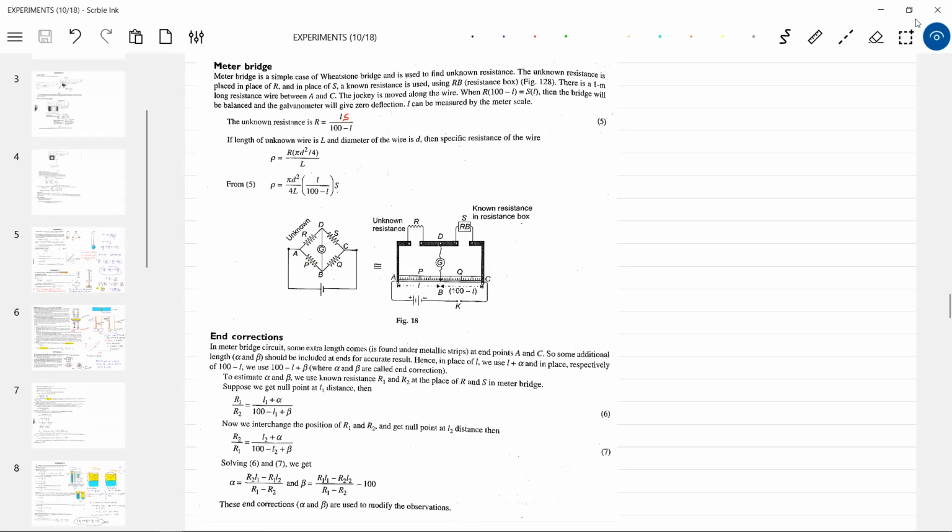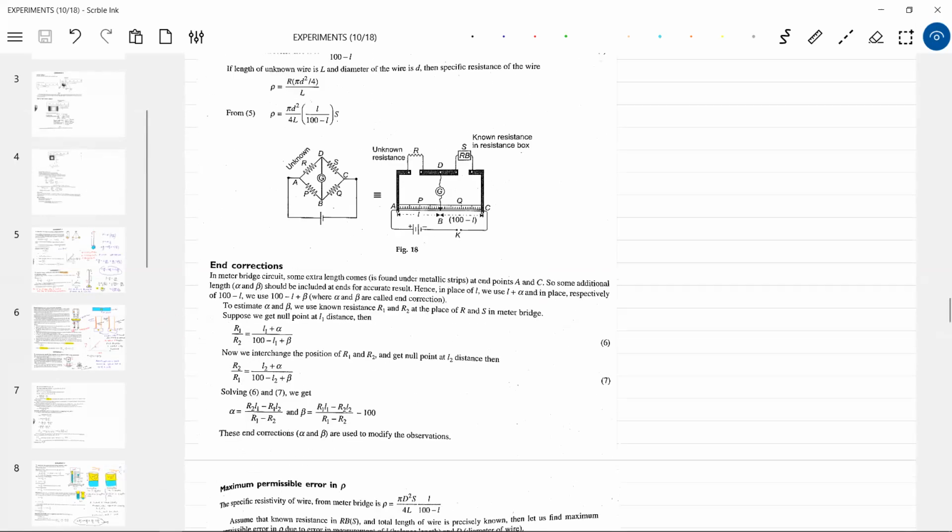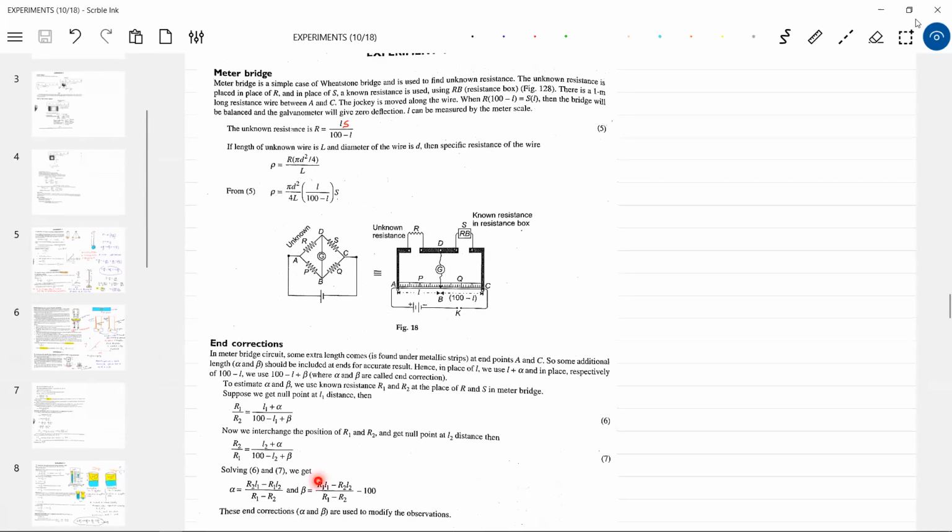I'll get this one. Now it's telling the end corrections. What are end corrections? Anybody? End corrections are for what? Due to this strip. I think the end corrections are about a length of wire which is used to make a connection; that particular length will not be measured.